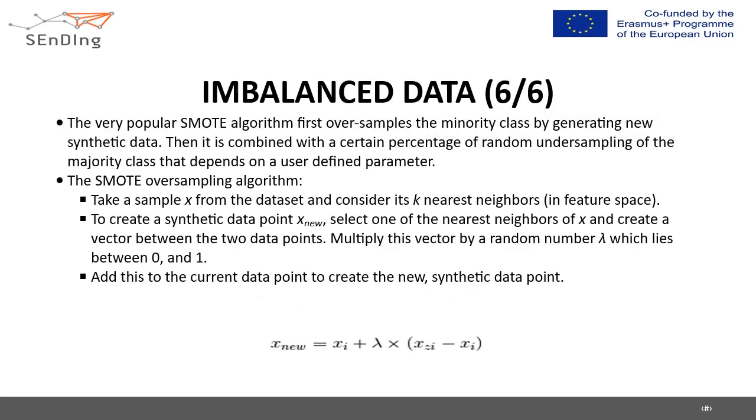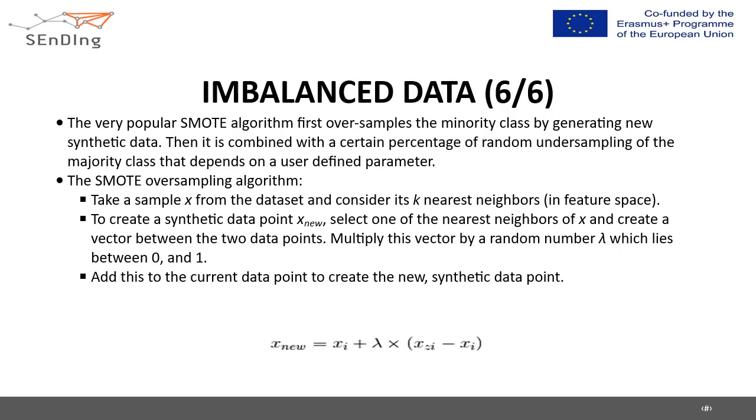The very popular SMOTE algorithm first oversamples the minority class by generating new synthetic data. Then it is combined with a certain percentage of random undersampling of the majority class that depends on a user-defined parameter. The SMOTE oversampling algorithm: take a sample X from the dataset and consider its k nearest neighbors in feature space.